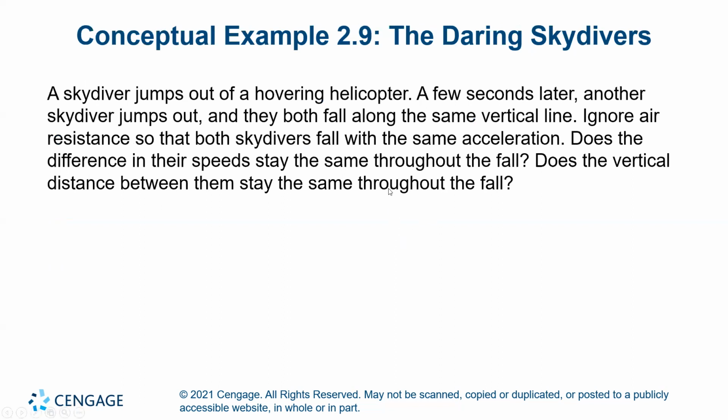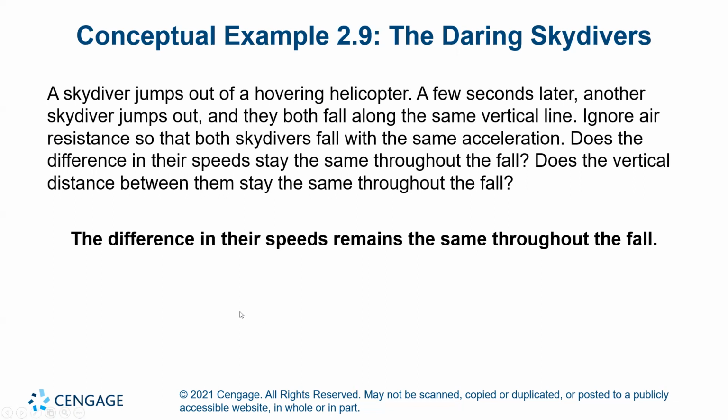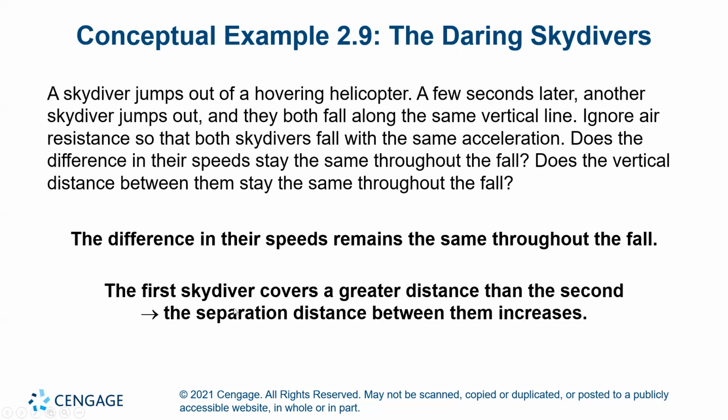Let's look at this conceptual example. A skydiver jumps out of a hovering helicopter. A few seconds later, another skydiver jumps out, and they both fall along the same vertical line. Ignore air resistance so that both skydivers fall with the same acceleration. Does the difference in their speeds stay the same throughout the fall? Does the vertical distance between them stay the same throughout the fall? Well, the difference in their speeds remains the same throughout the fall, and the first skydiver covers a greater distance than the second, therefore the separation distance between them increases.